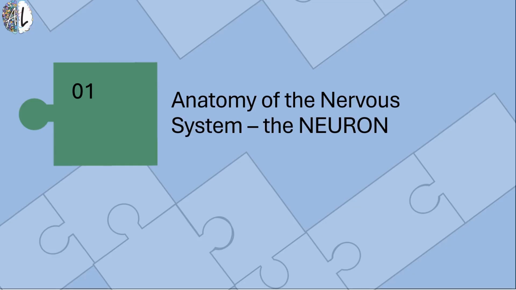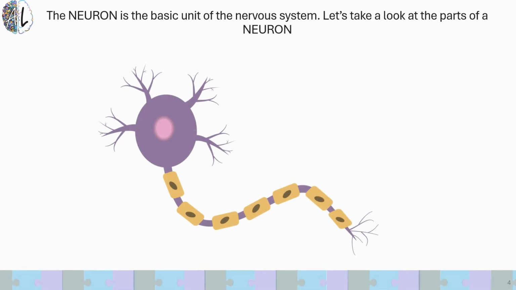All right, so first we're going to look at the basic unit of the nervous system, and the basic unit of the nervous system is called the neuron. So this is a graphical representation of a neuron. It is microscopic, and you have billions of them in your body. So obviously this one is blown up so we can take a look at some of the different pieces.